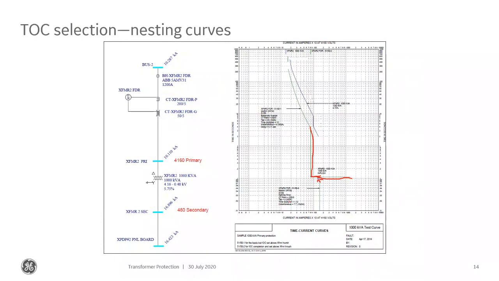So to keep the transformer from tripping offline for that, I've got to set my time delay on my instantaneous element long enough to coordinate with that inrush. And so the inrush is right here, this little dot that I've drawn the arrow to, and it's a time and a current.